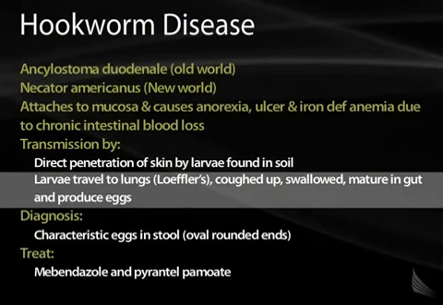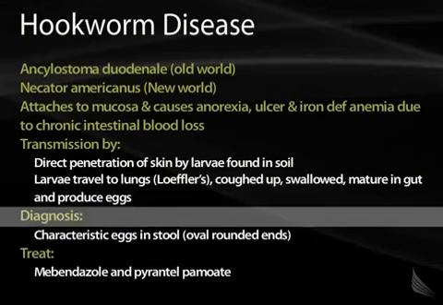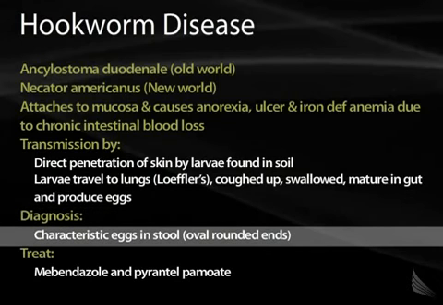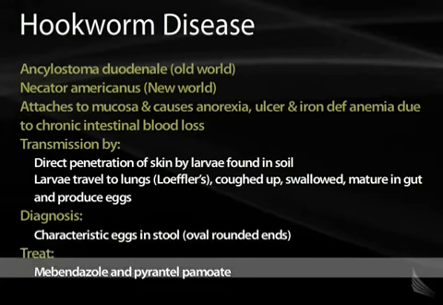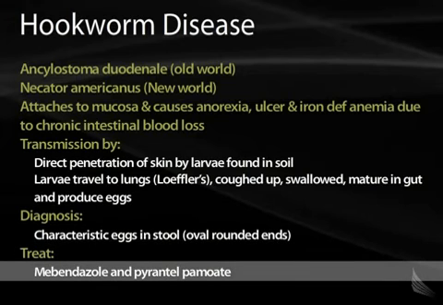They travel to the lungs, where they can also cause Loeffler's eosinophilic pneumonitis. Then we cough up the worm. Unfortunately, we then swallow the worm, where it matures in our gut and produces eggs. How's that for a life cycle? Diagnosis again depends on the characteristic eggs in the stool and their oval shape with rounded ends. Treatment again, mebendazole, pyrantel pamoate. A lot of these hookworms are treated the same.